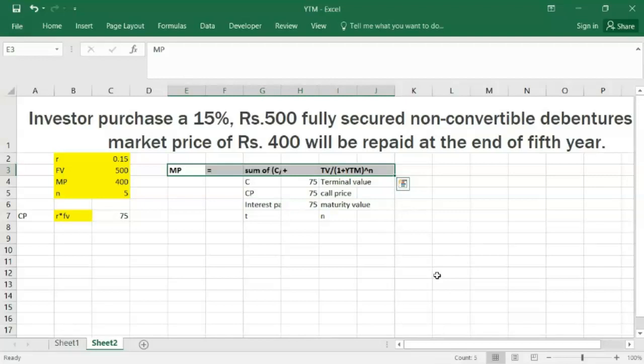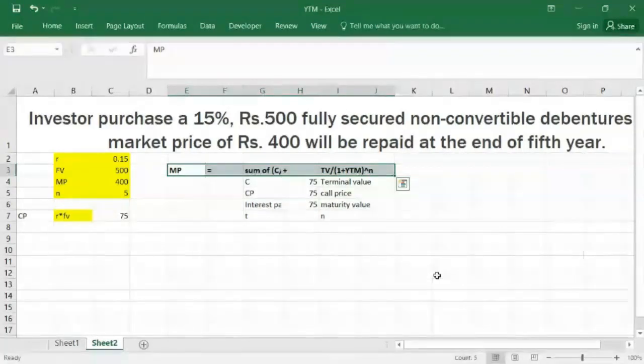So what percentage exactly is the income generated from the instrument, or the total value of investment, equal to the market value? Total value of investment is equal to the market value. I'm going to find out the percentage. We call it YTM, yield to maturity.